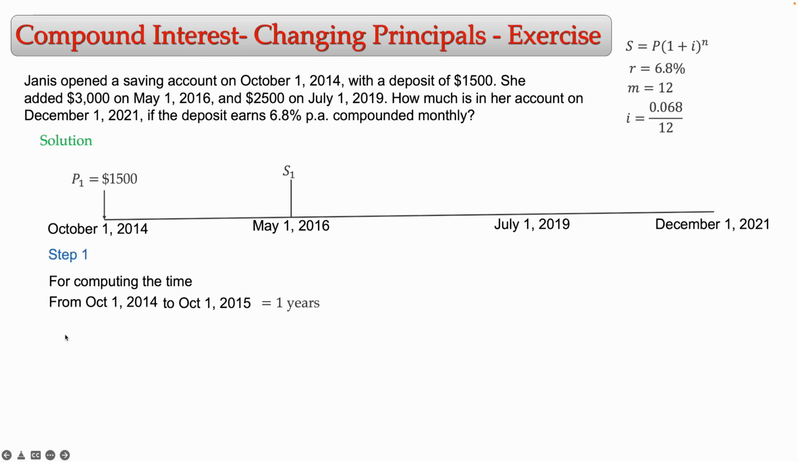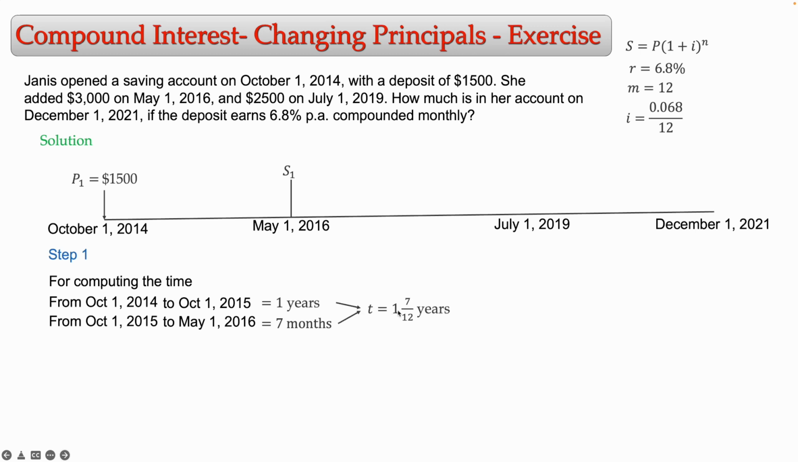And then you need to count how many months between October 1st, 2015 and May 1st, 2016. You can count this using your fingers. This is October 1st, then November 1st is 1, December 1st is 2, January 1st is 3, etc., until you get to May 1st. You will notice that there are 7 months. So let's type here 7 months. So the time between October 1st, 2014 and May 1st, 2016 is 1 year, 7 months. You can type this as a number.